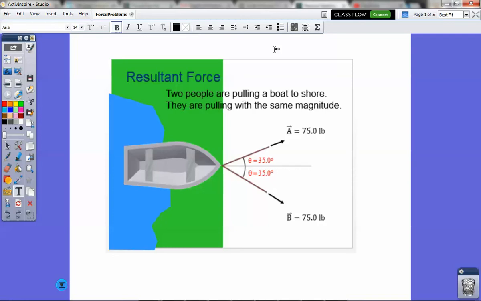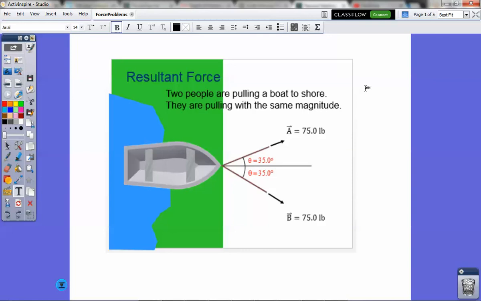So here's the situation. We've got a boat being pulled by two people, and they're pulling with the same magnitude. One person is pulling with 75 pounds of force at an angle that's 35 degrees above the horizontal. And then you've got a second person who's pulling with the same magnitude, 75 pounds, but at 35 degrees below the horizontal. So you have this going on here. And our question is finding out what is the resulting force that you would get on this boat with these two people combined.